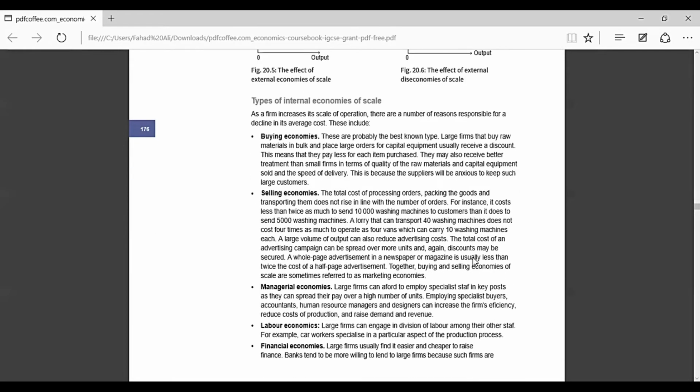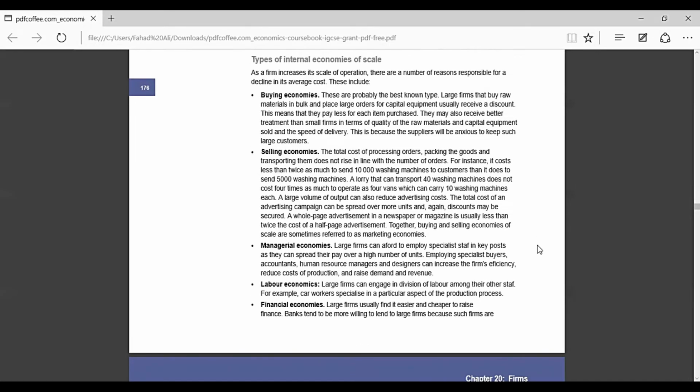First, we'll discuss the internal economy of scale so that you can have an idea of what internal economies of scale are. Then you will get an idea about what external economies of scale are. Internal economy of scale means those factors which are generated within the business, which help the business lower its cost of production. The first one is buying economy. Sometimes we call it purchasing economy, sometimes procurement economy.